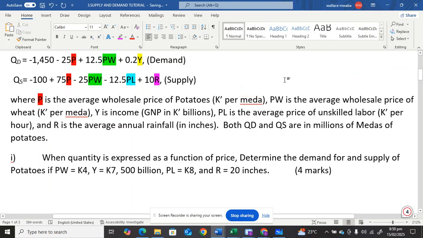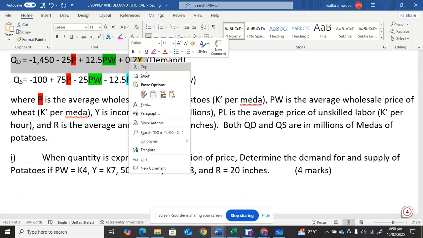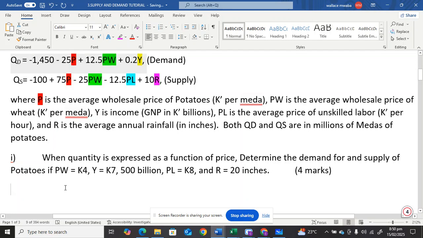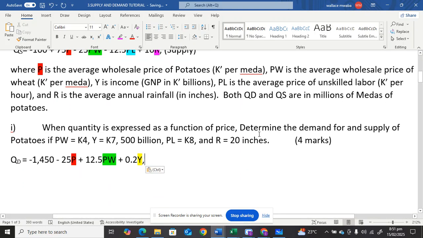Okay. So in our demand function, we've been told PW equals 4 kwacha. Price of wheat is 4 kwacha. Y equals 7,500. Let's get our calculators. Let's calculate. 7,500 times 0.2 and 12.5 times 4.